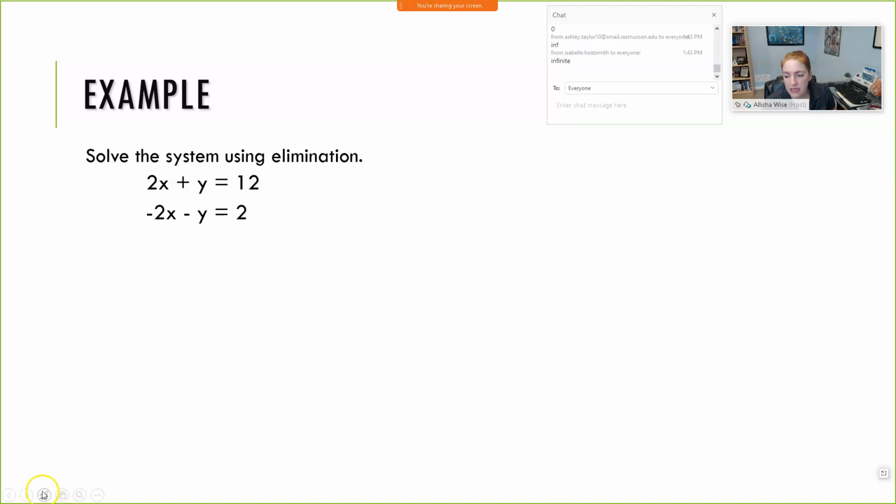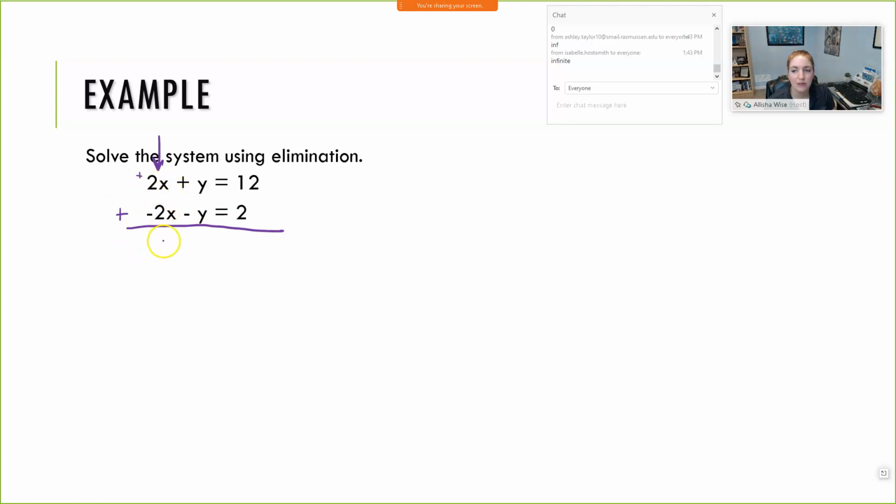Now, for the elimination method, I'm just going to go ahead and look at my first variables, 2x and negative 2x. Are they the same number? Yes, both of these are 2. Do they have opposite signs? Is one positive, one negative? Yes. Sweet. I do not have to multiply by anything. I can simply just add those two equations together.